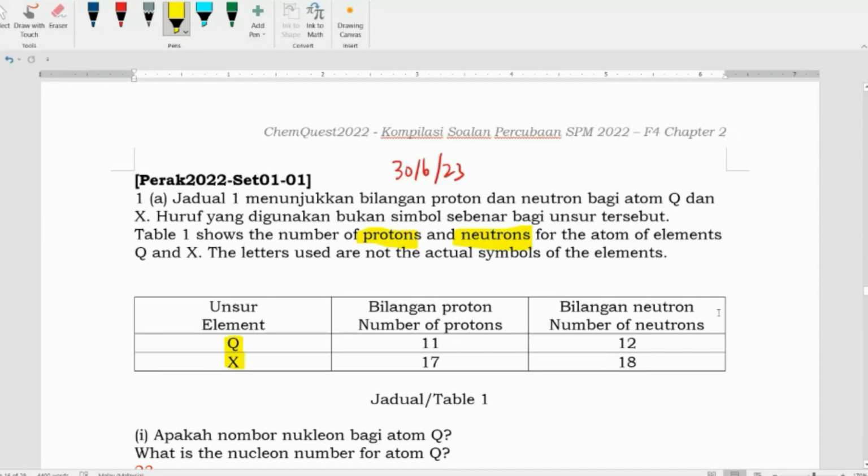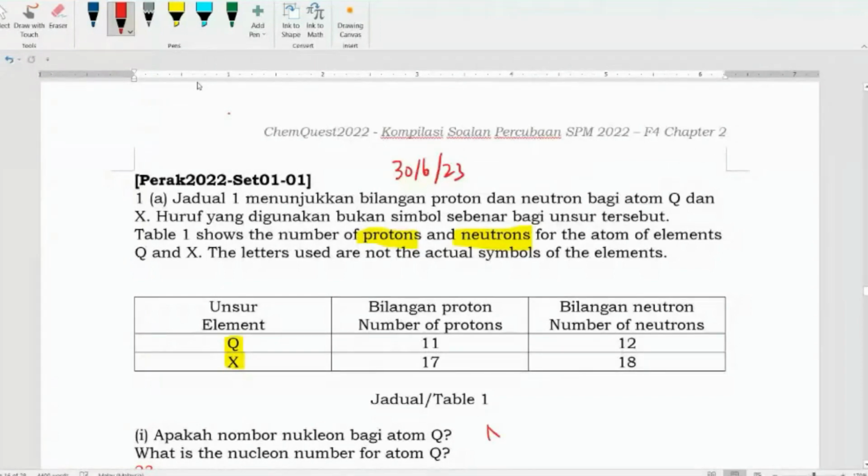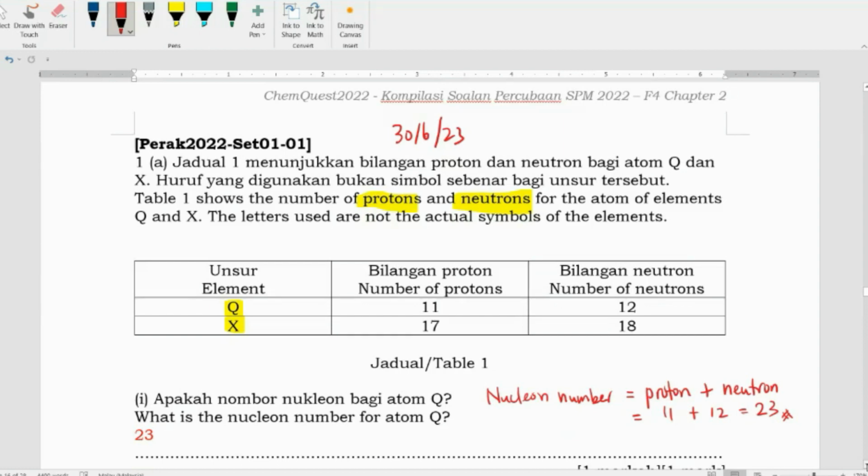So what is your answer? 23. How you get the 23 nuclear number? Proton plus neutron. Yeah, so the formula for the nuclear number will be proton plus the neutrons. So for Q, you see the proton is 11, neutron is 12, so your total is 23. Okay, class, the question can also ask you the X. If X will be 35, so the question can change to any one of these. Good, Camelia.